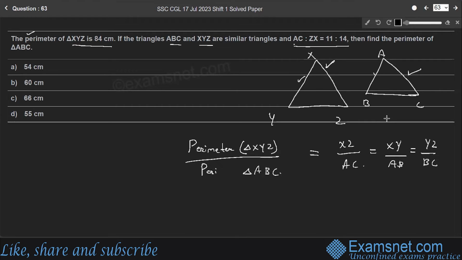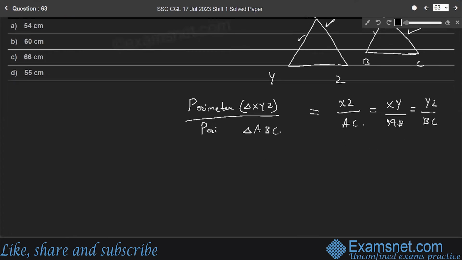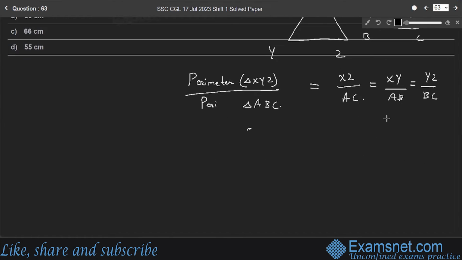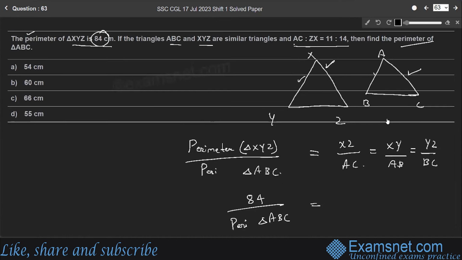Right? So here the question is to find the perimeter of triangle ABC, right? So triangle XYZ, its perimeter is given, 84 centimeter. So consider the perimeter of triangle XYZ, which is 84, divided by the perimeter of triangle ABC is equal to, right? So here the AC to ZX ratio is given. So AC is 11 into a number, let it be X. So ZX becomes 14 into the same number X. Therefore, the ratio becomes 11 is to 14, right?